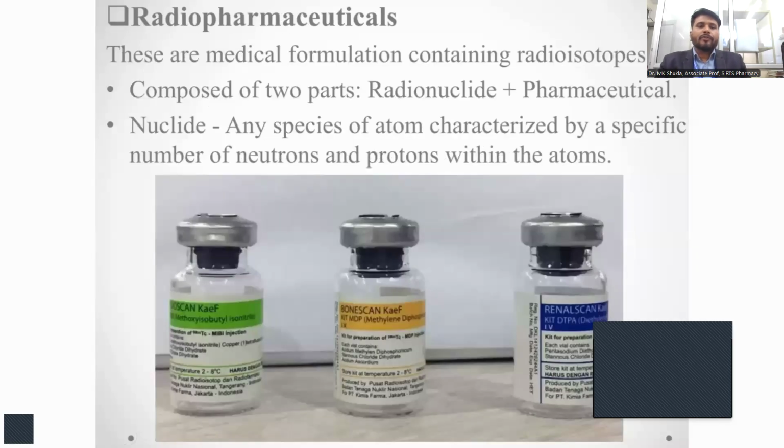Now the radiopharmaceuticals. These are medical formulations containing radioisotopes, composed of two parts. The first one is the radionuclide and the second part is the pharmaceutical. A nuclide is any species of atom characterized by a specific number of neutrons and protons within the atom.